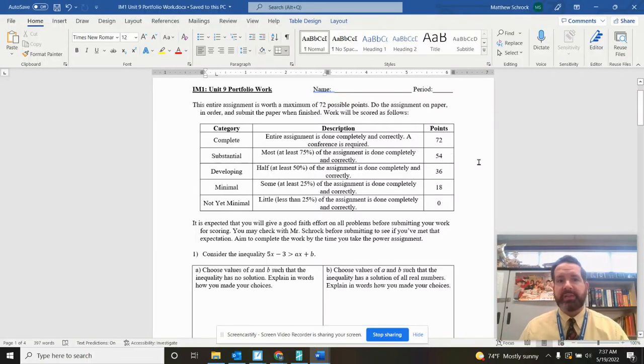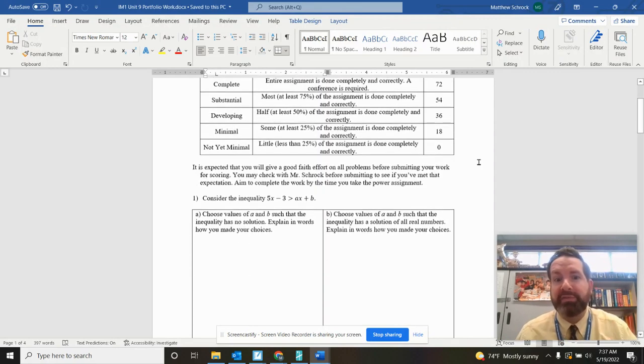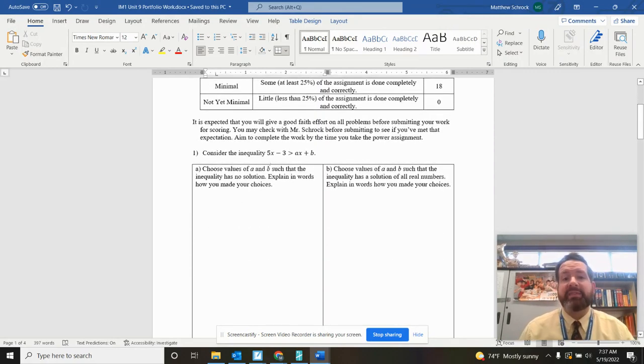I just want to make sure you understand the questions here on the Unit 9 portfolio. So here, I hope, are some helpful clarifications. On the first, I've given you an inequality that has two parameters, an A and a B on the other side. In the first part here, you're to pick numbers.